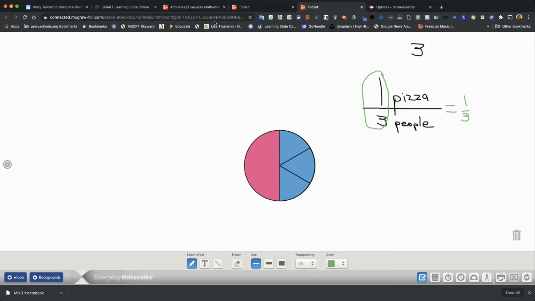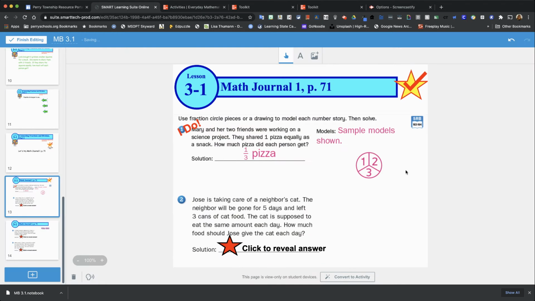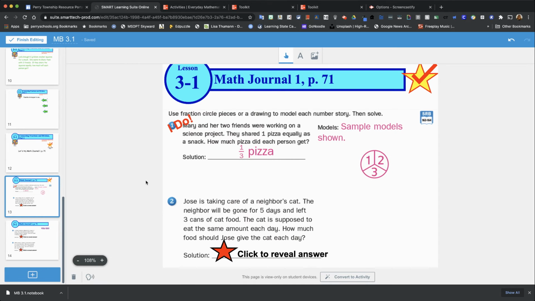So notice I didn't need my fraction circles. You could use them if you wanted, but you don't have to. So when we take a look at this, see what they got? Okay, 1/3 pizza. They did use a fraction circle. They did the 3 pieces, and they got 1/3. So the next 3 problems are for you to look at and practice.